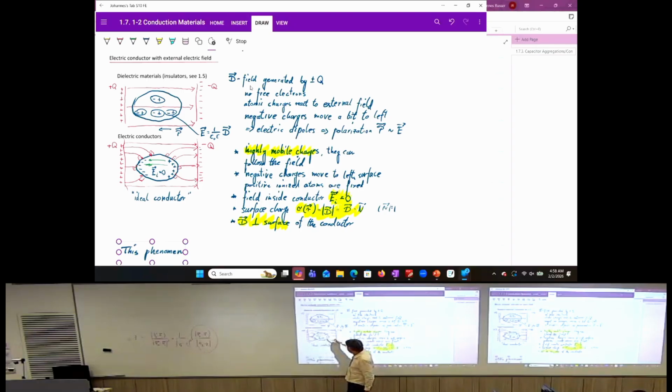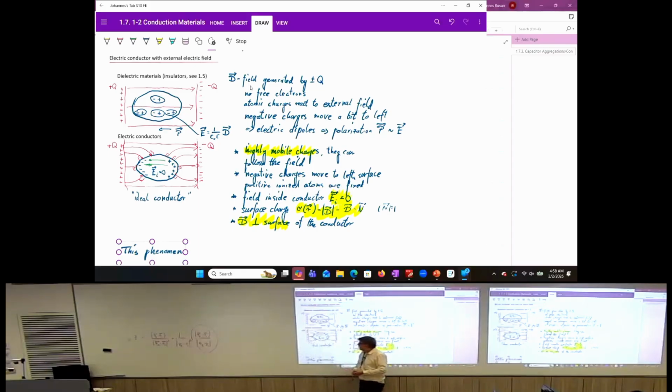And here the atoms are getting ionized. So the mobile carriers are pulled away from that side, so you have a surplus of positive charges. And in total, your electric field will vanish inside.